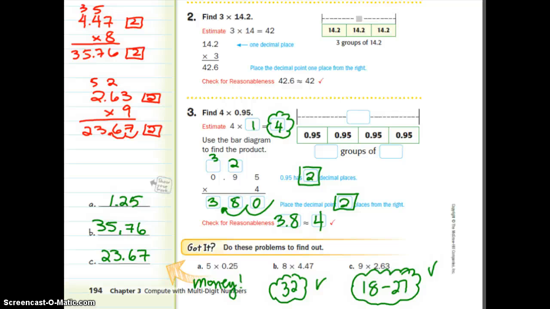Number B, I estimated 32. We got 35.76. Excellent estimation. In problem number C, you could estimate either 18 or 27 if you wanted to round up or just stay the same. They're both good estimates. We know our answer whole component wise is 2 digits, and we got 23.67. Turn the page.